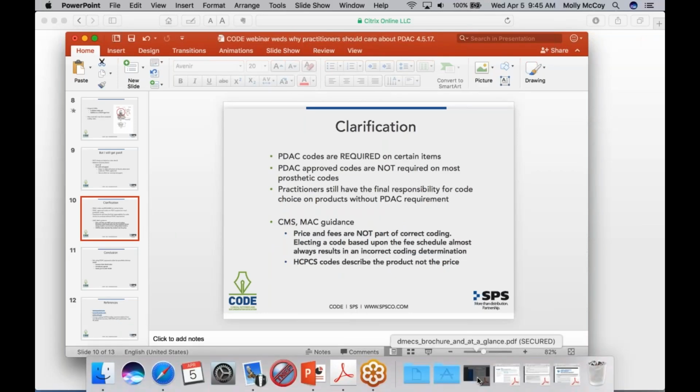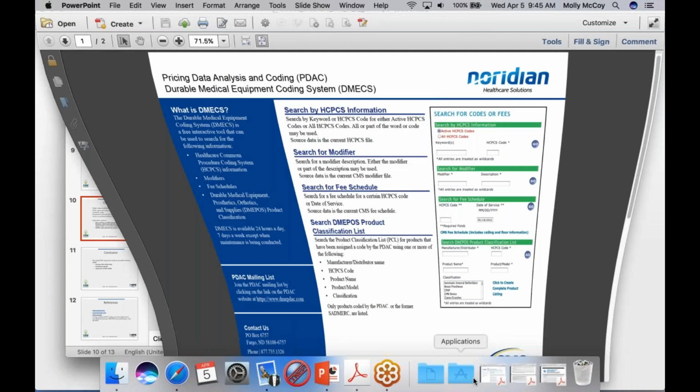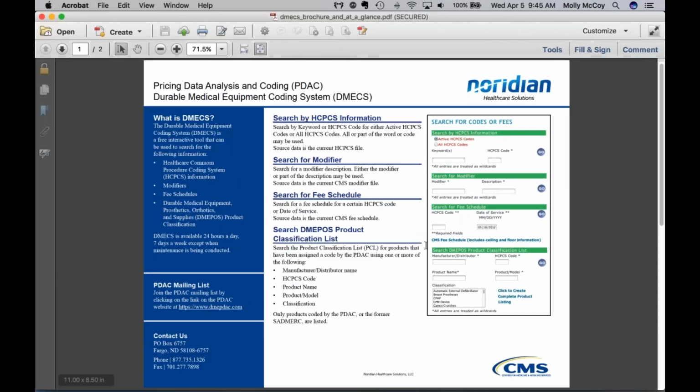So what we have here is an explanation of how you can find that list, right? If you haven't been to the PDAC site, definitely go check it out. And this handout tells you how to work through that site and how to use it.